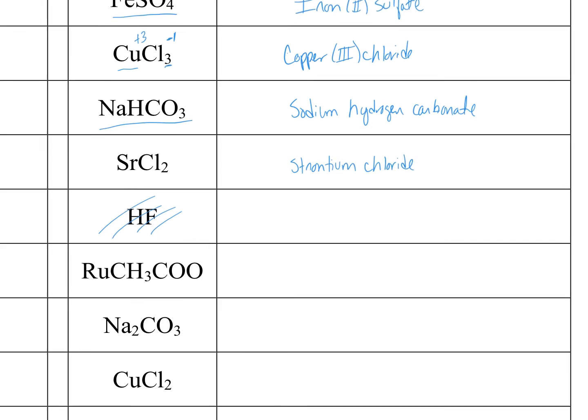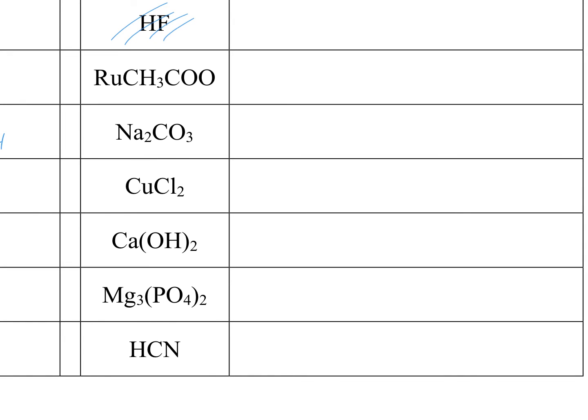Next we have Ru CH3COO. Remember, acetate can be funny. We can list this several ways, and that's what this big thing is here. So acetate is our anion that has a -1 charge. Ruthenium is a transition metal. In this case, it would have a +1 charge. So ruthenium 1 acetate is the name of that guy.